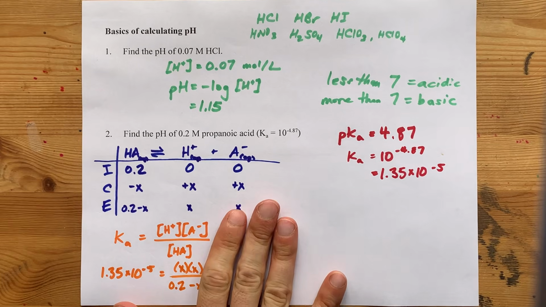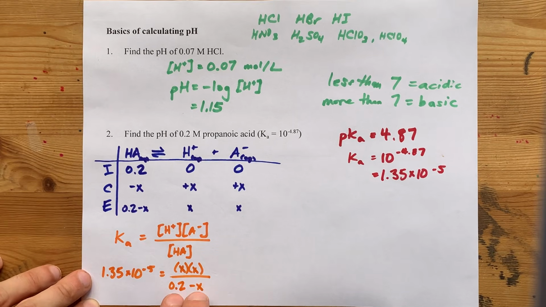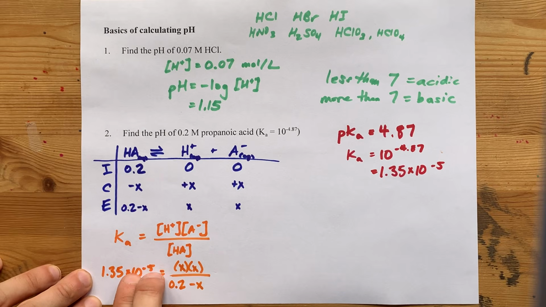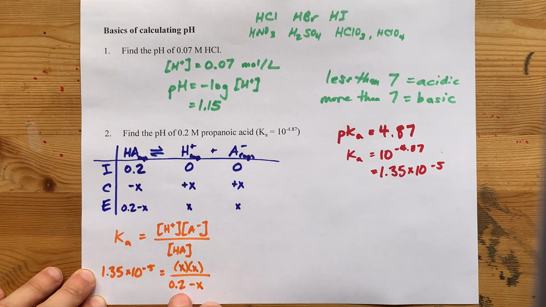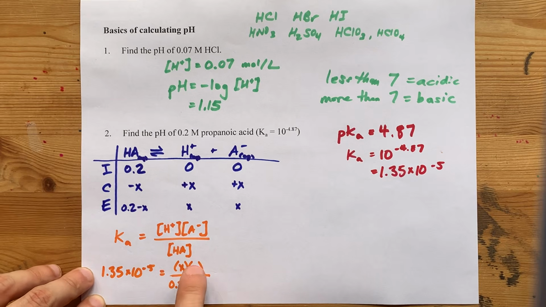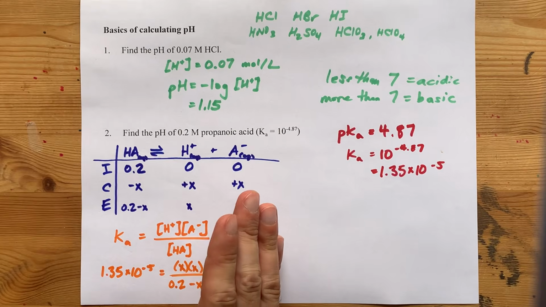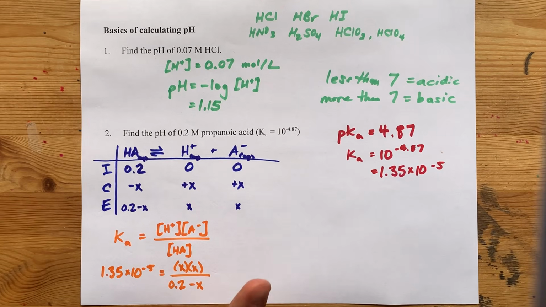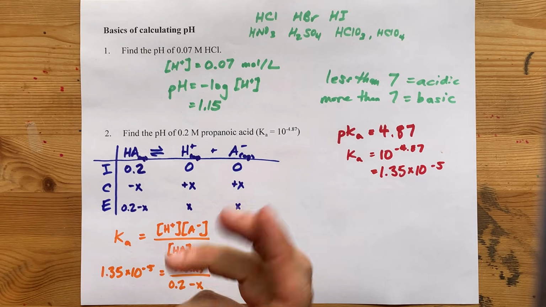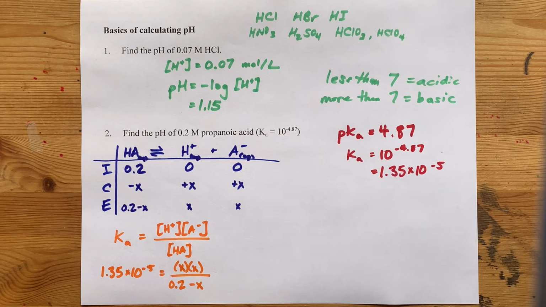Now, you can solve this by multiplying 0.2 minus X on the other side here. You get rid of the denominator here, but you're left with X squared on the right-hand side. It becomes a quadratic equation you can solve. You could use the quadratic formula for that, but boy, do you wish there was an easier way.